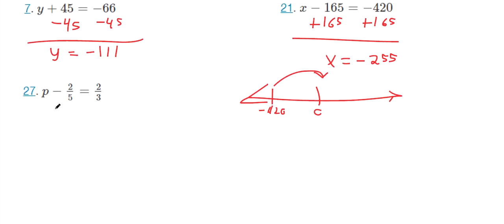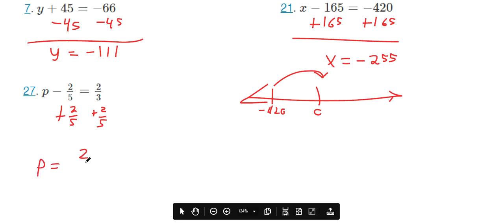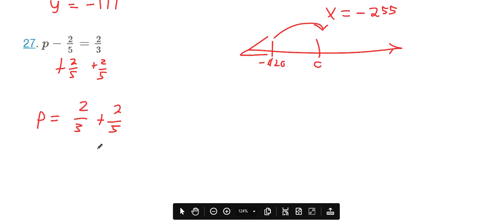On 27, we've got p subtracted by 2 over 5 equals 2 over 3. We've got to add 2 over 5 to both sides to get p by itself. And that just means we got a little fraction work ahead of us. We got to get common denominators before we can try to add two fractions. So this one's multiply the top and the bottom by 5. And this one is multiply the top and the bottom by 3.